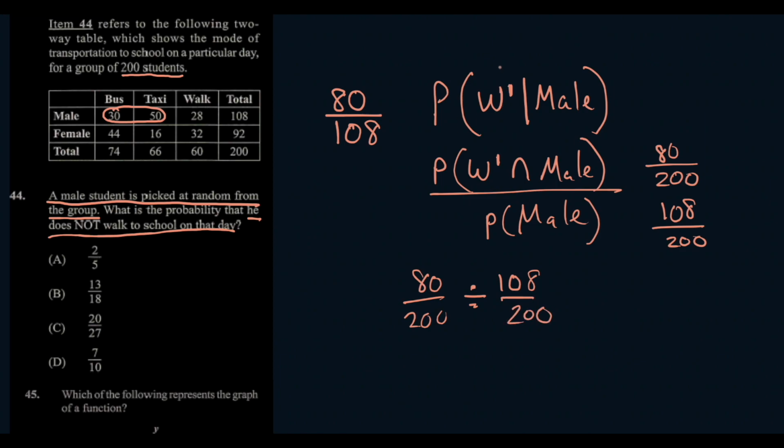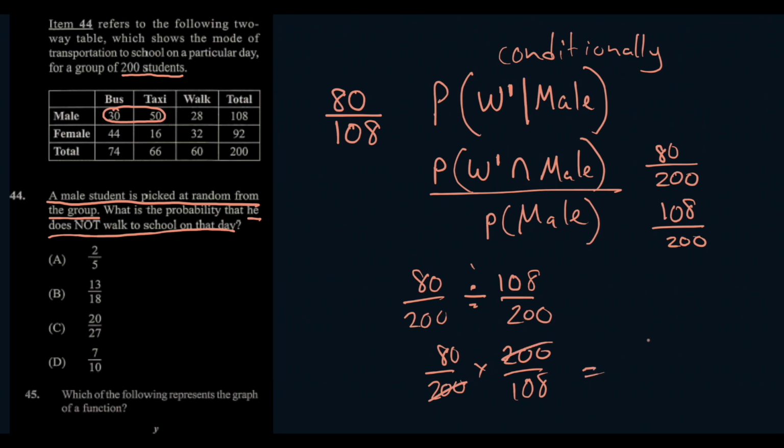So this is a probability that we call conditional probability. What we want is someone who did not walk, in other words, they took the car, the bus, or taxi, but they have to be a male. That's a condition. So this is what this is here. So then we flip this and we have 80 over 200 times 200 over 108. Remember, we leave this, change this to multiplication, and then we flip this. So therefore, this cancels out. We'll be left with 80 over 108. So that's just in case anybody has any concerns about this. We could actually prove it with this. Ask anyone to prove it based off of this principle.